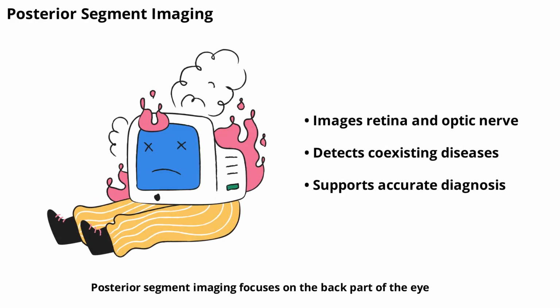Posterior segment imaging focuses on the back part of the eye, including the retina and optic nerve. This test is important for detecting coexisting eye diseases and monitoring the impact of cataracts on vision. Advanced imaging techniques provide high-resolution pictures that support accurate diagnosis and treatment planning. Posterior segment imaging is a valuable tool in comprehensive eye care.